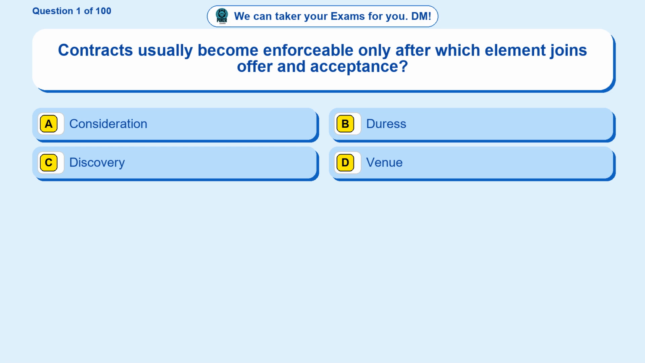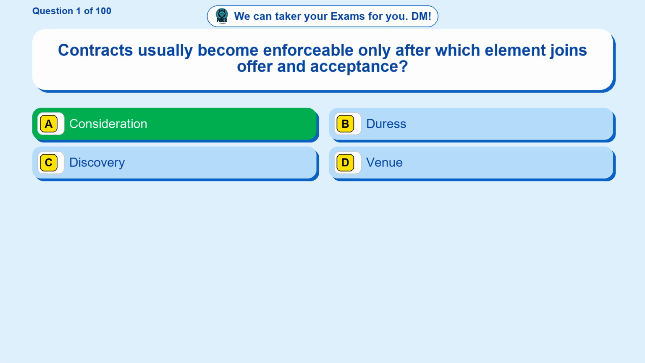Question 1. Contracts usually become enforceable only after which element joins offer and acceptance? Option A, consideration. Option B, duress. Option C, discovery. Option D, venue. The correct answer is option A.